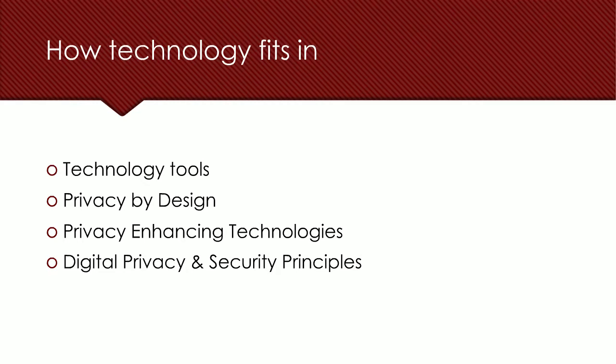I'm going to go a little bit deeper now into the technology and sort of how it fits in. And I'm going to talk about four areas. Some of the technology tools that have emerged in the marketplace that really help support a privacy office, privacy by design, what it is, what it means, privacy enhancing technology, what it is, what it means, and some examples, and the digital privacy security principles.